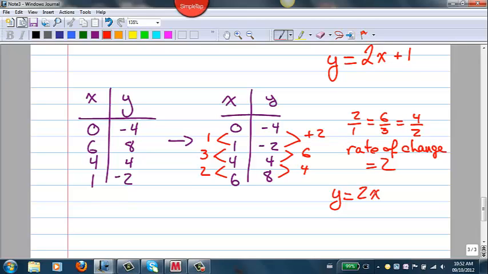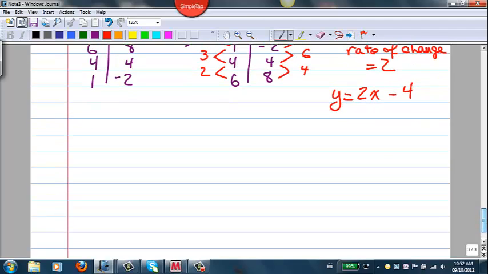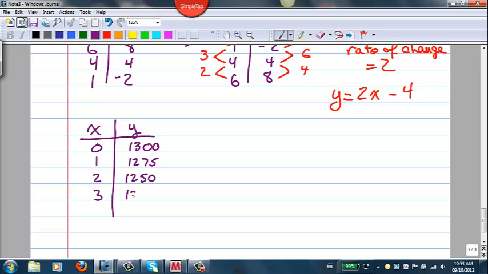So our algebraic expression is the dependent variable, y, or our output, is equal to 2 times the input, 2 times x, plus or minus whatever makes the right side true. So 2x in this case, minus 4. 2 times 1 is 2, minus 4 is -2. 2 times 6 is 12, minus 4 is 8. So it works for all of them.